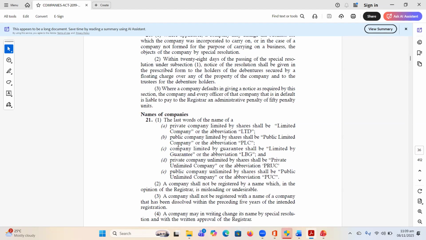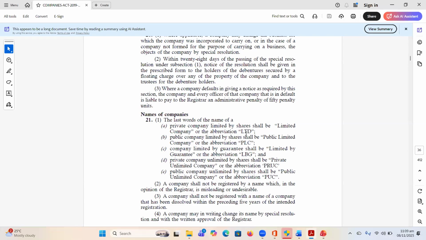So this somehow provides a rationale for also saying that where a company has been dissolved, if you want to use the name of that company, you need to wait for what? 5 years to elapse before you may submit that name for registration by the Registrar of Companies. Otherwise, you'll be sinning against Section 21(3) of Act 992.